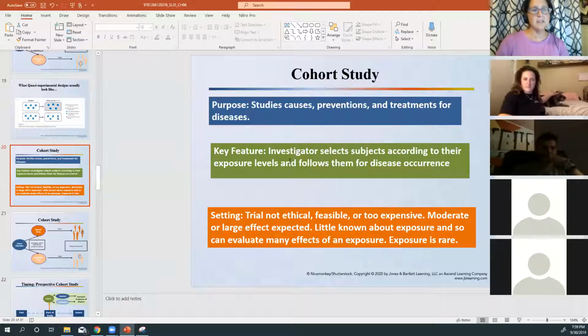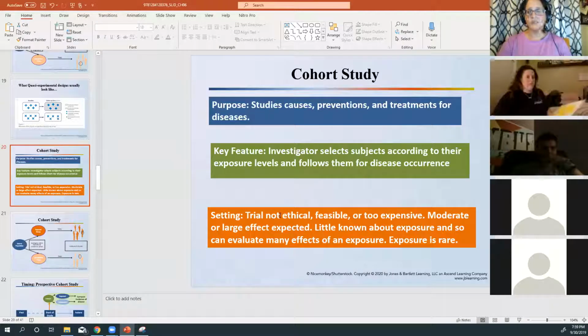So whenever you see a study where you're following people on the level of exposure, and then you're either following them forward in time or backward in time for disease occurrence, then you have a cohort study. The big thing for cohort studies is I'm going to define who my population is by the level of exposure.